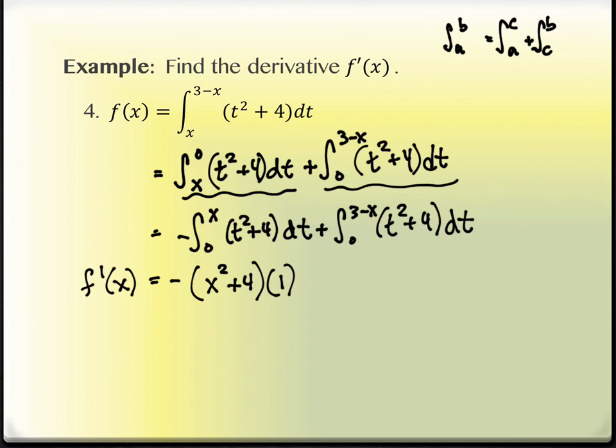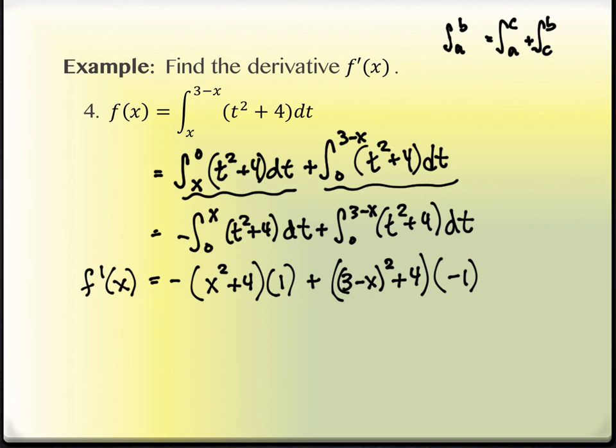The other half, however, when I do my evaluation, the t gets replaced by 3 minus x, which will now be squared plus 4. But I do need to take the derivative of 3 minus x. It's not very complicated, but I need to do it. What's the derivative of 3 minus x? 0 minus 1. So it would be a negative 1, right? The derivative of the 3 is 0. The derivative of the negative x is negative 1. So we get a negative 1 introduced into it at that point.